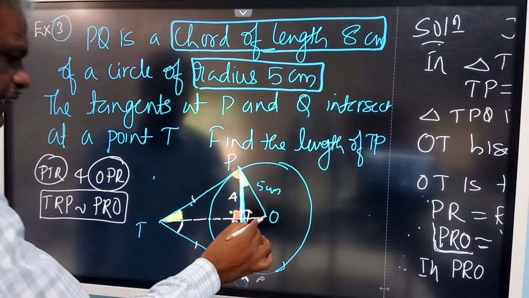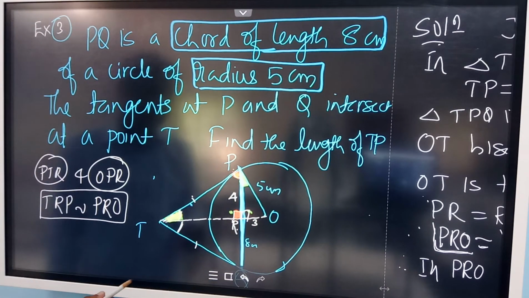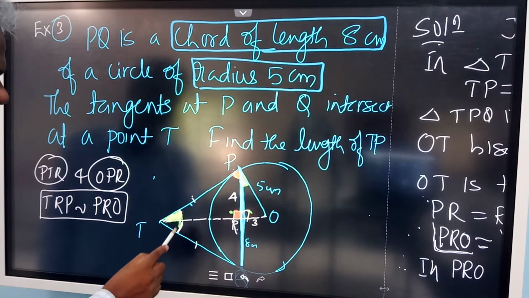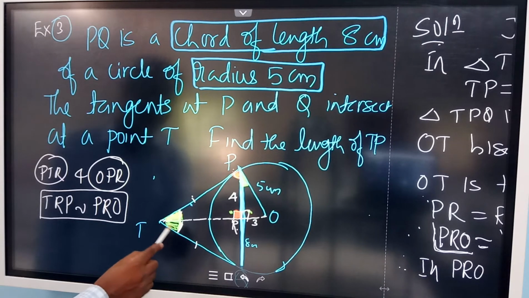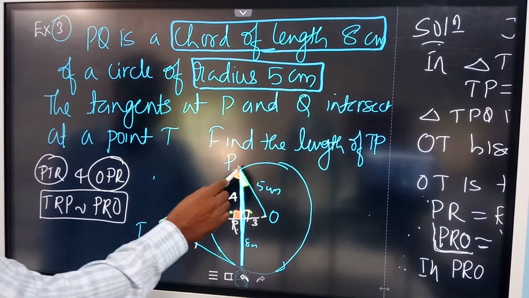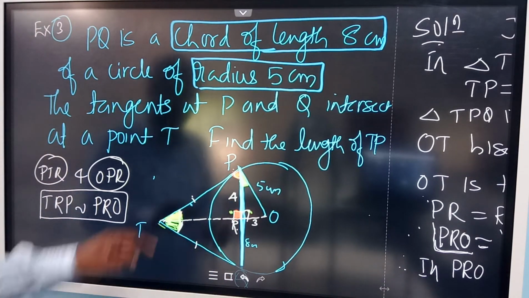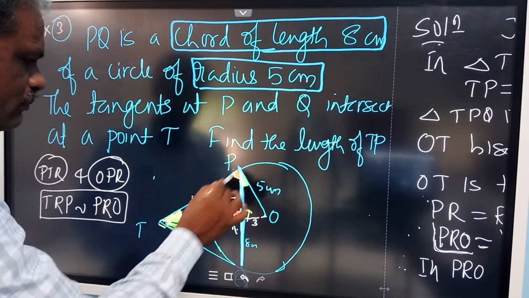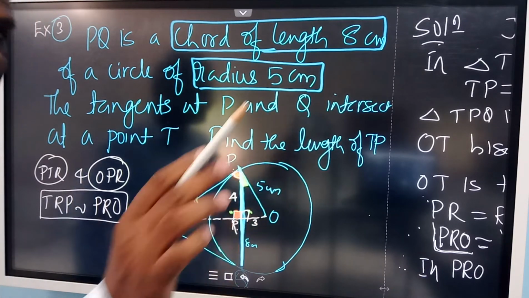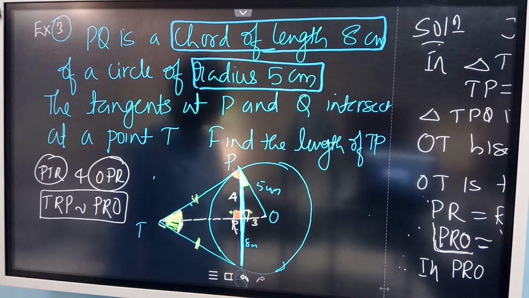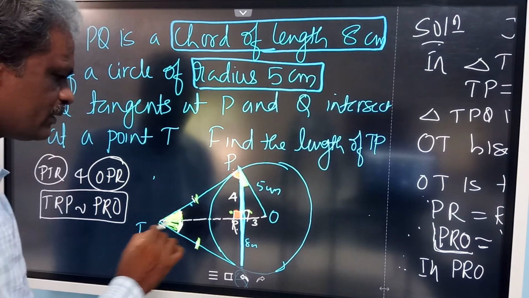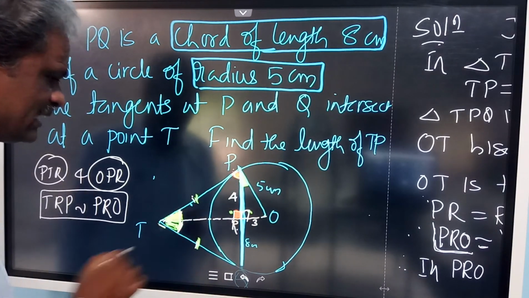Now you know that if you join OT, by theorem 10.2, this OT will be the bisector of this angle, as I explained in that theorem. And this triangle is an isosceles triangle because TP and TQ are equal. These two line segments are equal. Only you see this diagram, this triangle. These two sides are equal by the 10.2 theorem: tangents drawn from an external point are equal. And these are the two angles which are equal. Therefore, OT must be the bisector of this angle T.